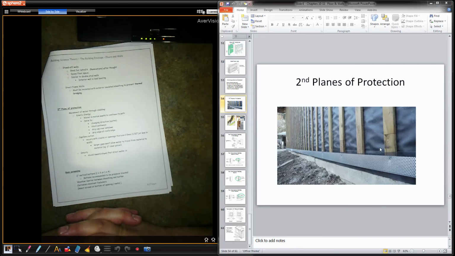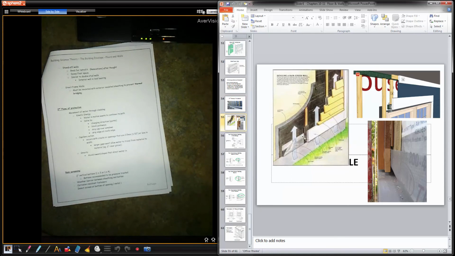Water will get behind that, so we have to make sure we allow a space for water to get out, using a second plane of protection. That has to be probably the most detailed one, where we cannot allow water to go through. So you can see here, there's tar paper. We've got the strapping. This type of siding requires tar paper behind the joints. So Maybach siding would be done that way.